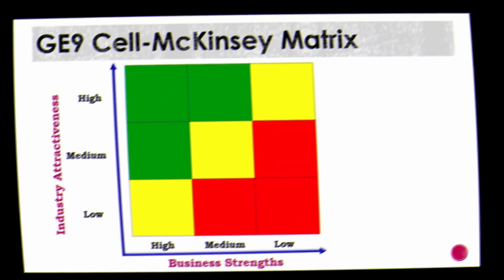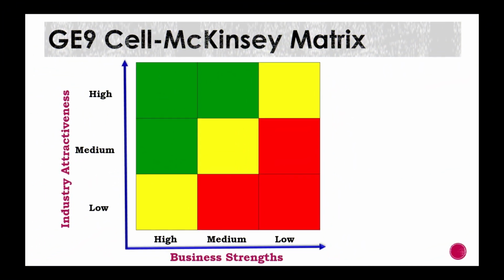So now if you look at the GE 9-Cell Matrix, it is plotted against business strength on the x-axis and industry attractiveness on the y-axis, with 3 levels of weighted average scores as high, medium and low. It is a 3 by 3 matrix, that is a 9-cell matrix, which can be colored centrally or diagonally yellow. Above the diagonal line 3 cells are green and below the diagonal line 3 cells are colored red, where the green color indicates a favorable environment for investment.